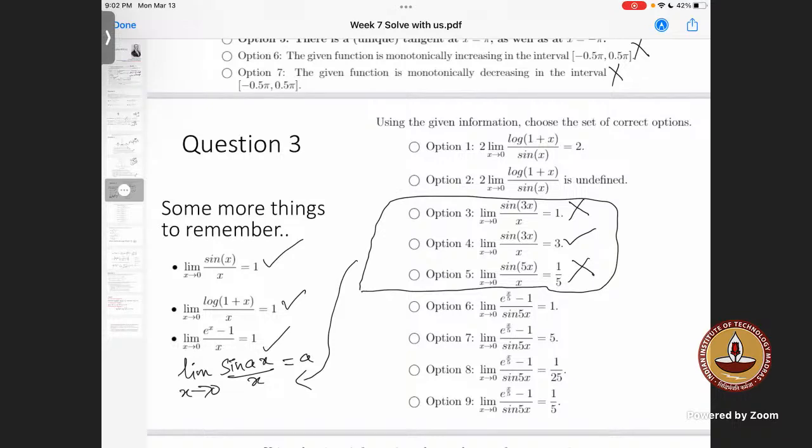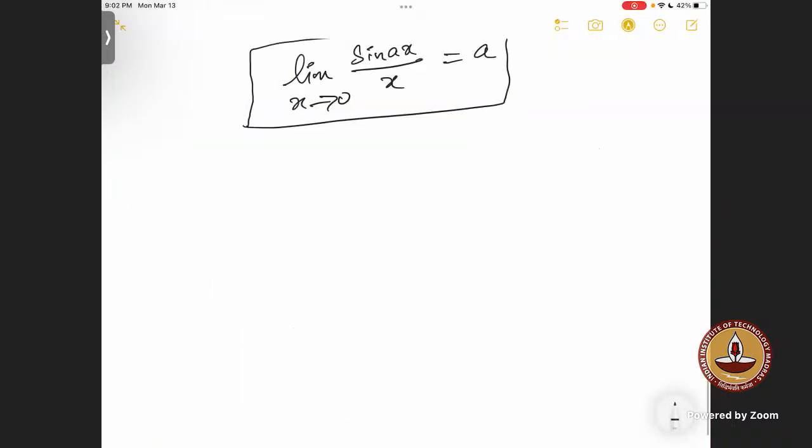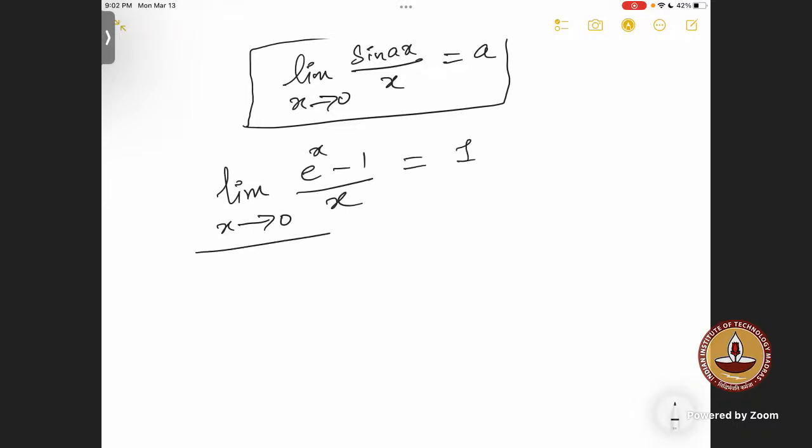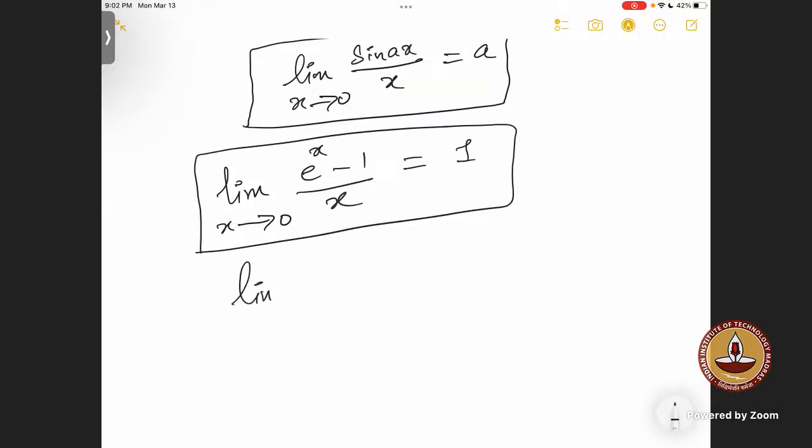Now let me get into the other things. One minute. So what will be the value of this limit? Limit x tends to 0, e power x minus 1 by x. What will be the value for this? 1. Now tell me what will be the value for this limit? Limit x tends to 0, e power ax minus 1 by x.